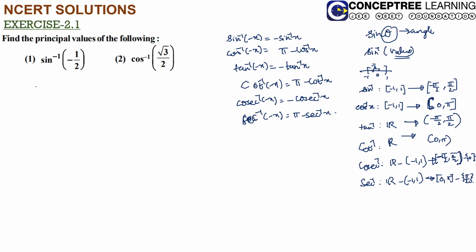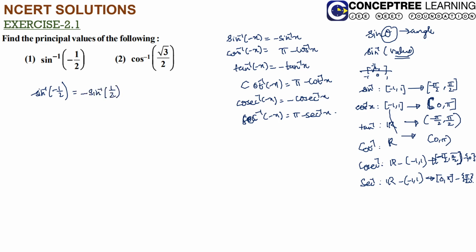Next, moving on to the problem, it is sine inverse of minus 1 by 2. Minus 1 by 2 is a value lying between minus 1 to 1. Therefore, this is valid for this formula. This formula is only valid if the term present here lies in this domain. Otherwise, it is not defined. So here, sine inverse of minus 1 by 2 is minus sine inverse of 1 by 2.